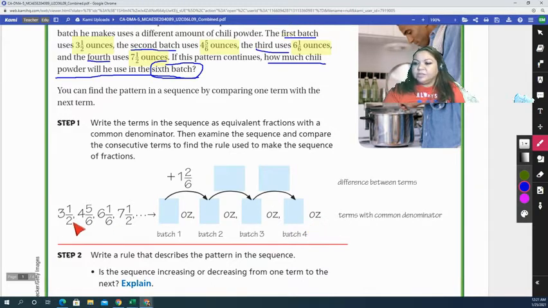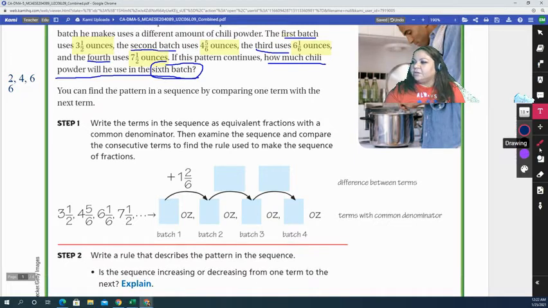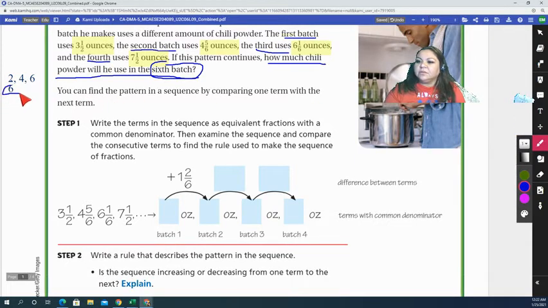To do this, we need to find the common denominator. I could write our multiples of 2 and 6 to find our common denominator, though it's not necessary. If I write 2, 4, 6, I see that 6 would be my common denominator because it's the least common one from both. So I'm going to use 6 as the common denominator. For the first number, 3.5, I would have to convert a half.